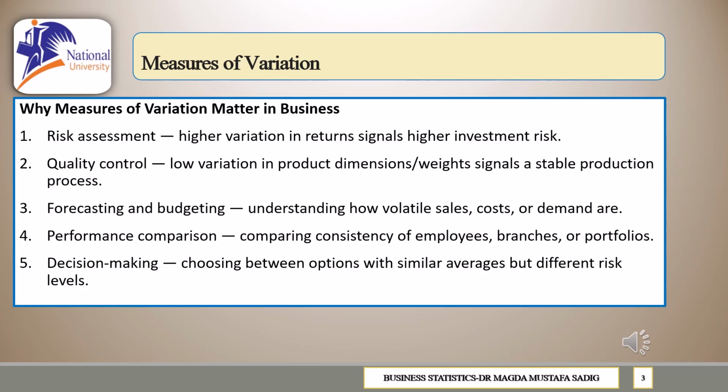Fifth, decision making. Managers may face 2 alternatives with similar average results. However, one alternative may be stable, while the other is highly uncertain. Measures of variation help managers identify this difference. Therefore, they improve the quality of managerial decision making.